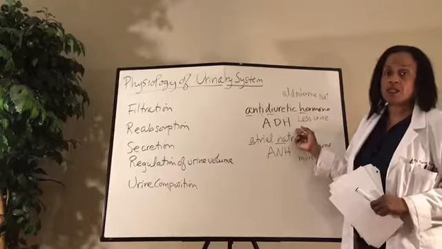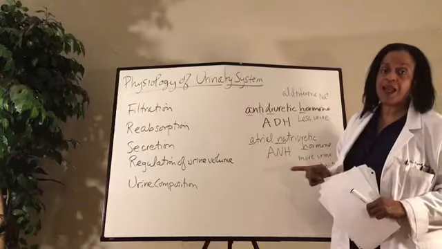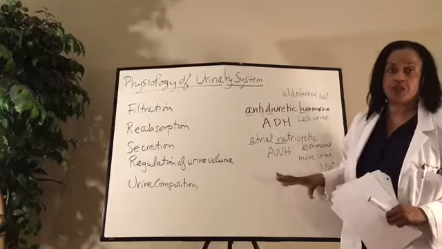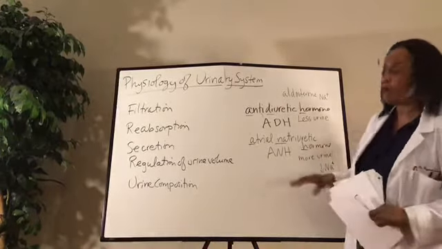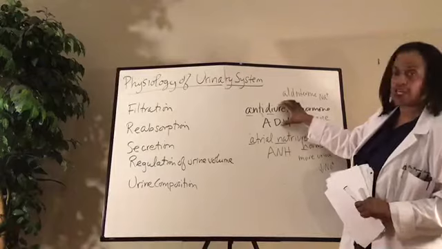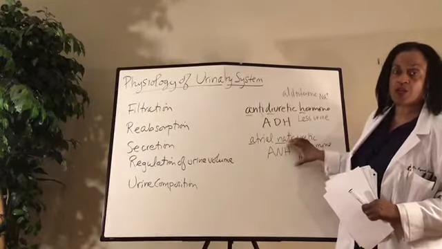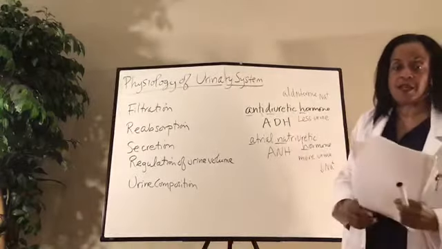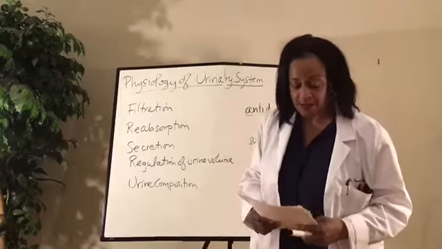Antidiuretic hormone is going to prevent you from urinating, and atrial natriuretic hormone is going to encourage you to urinate, to get rid of volume. This is going to try to keep you from losing volume. This one's going to try to get you to get rid of volume. We're going to come back to those points in a minute, but I need you to understand the concept.